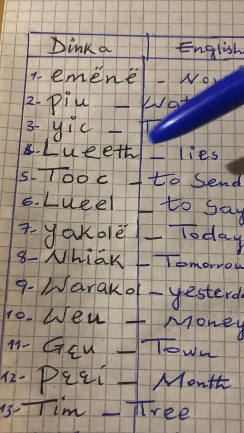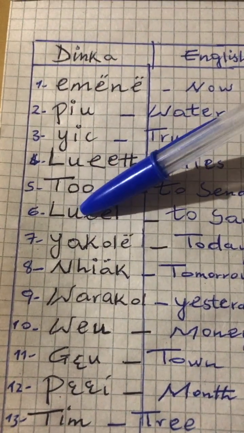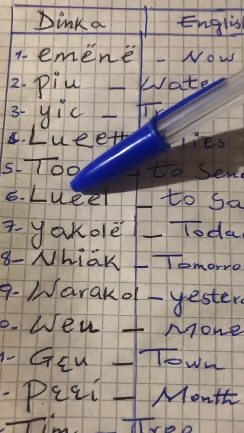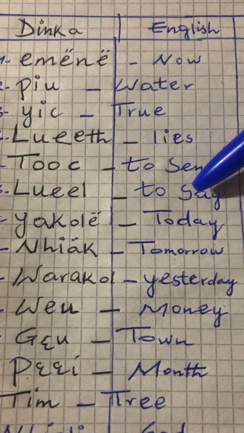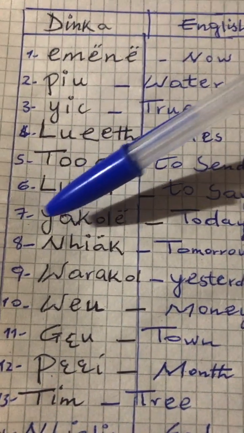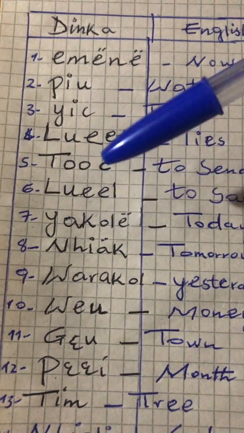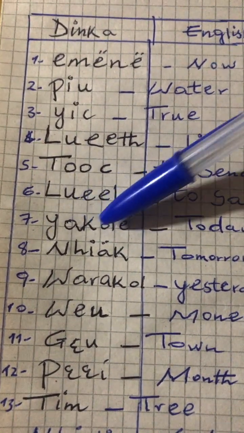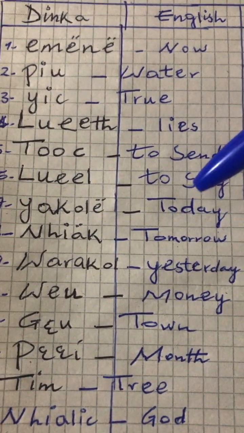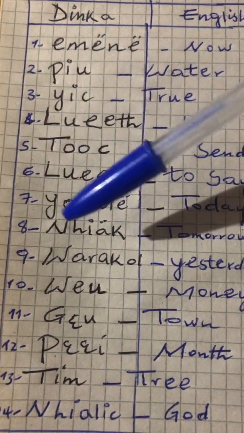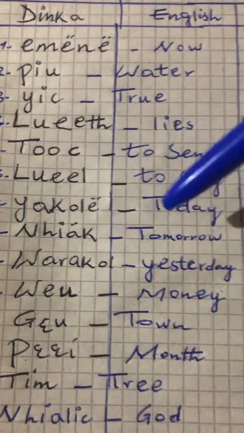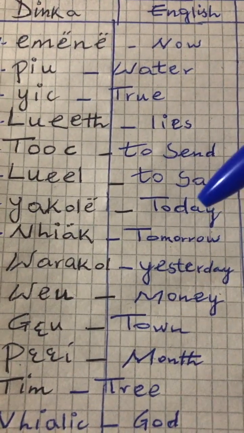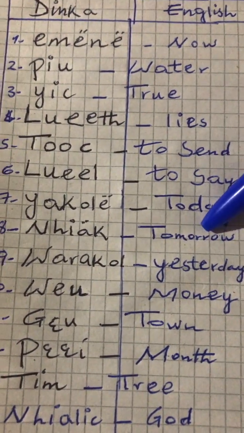To send someone. Number 6, luel. Luel means to say. To say. Number 7, yakola. Yakola or yekola means today. Today. Number 8, nyak. Nyak means tomorrow. Tomorrow.